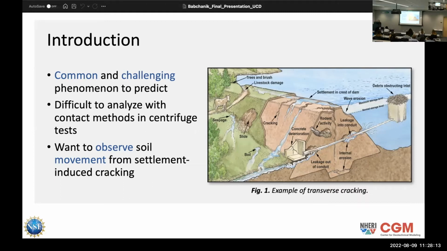It is difficult to predict cracking on a levee, so we want to observe and understand what is happening with soil movement when a levee is being induced by differential settlement, and whether a crack forms or heals during the process.